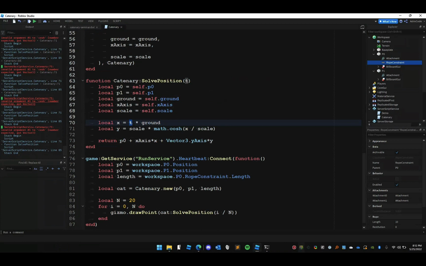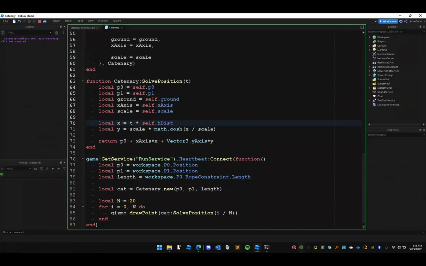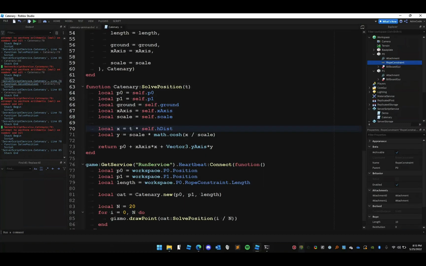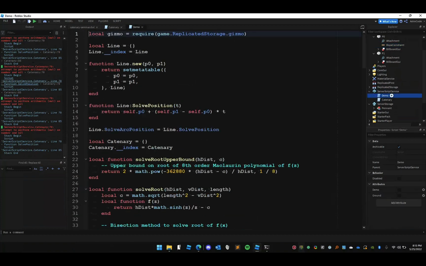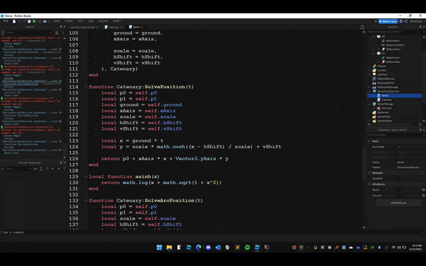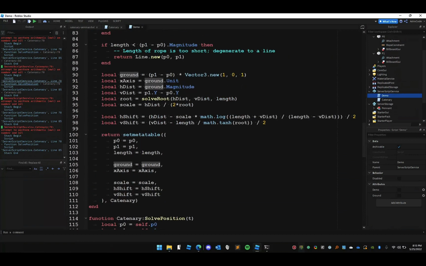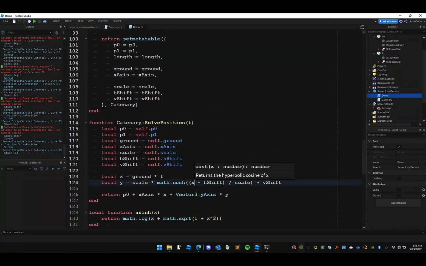When you ground dot magnitude, maybe? Ground is a vector. Yeah, you might be right about that. So it might be the horizontal distance, which is what you said, the magnitude of ground. I'm looking at my working code, and okay, so this actually is just the working code. We'll just cheat a little. Yeah, ground. Ground is a vector. That's bizarre. I don't even know why that works, because you're right, it should be a number.